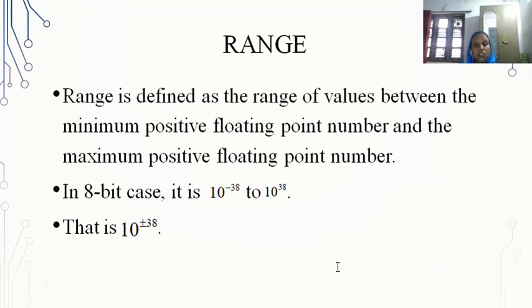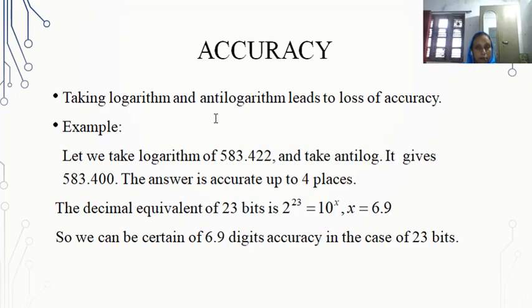Now, what is its range? Range is defined as the range of values between the minimum positive floating point number and the maximum positive floating point number. So, in the 8-bit case, it lies between 10 raised to minus 38 to 10 raised to plus 38, or we can write it as 10 raised to plus or minus 38. So what is the range? The range is defined as the minimum positive floating point number to the maximum positive floating point number.